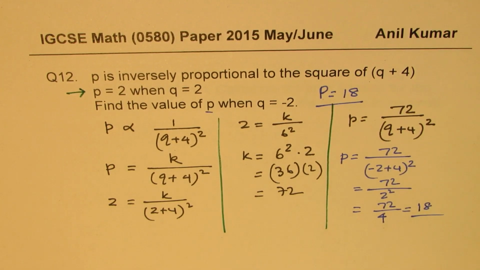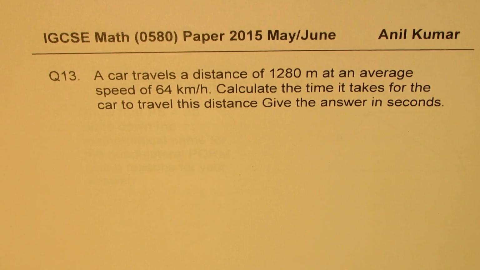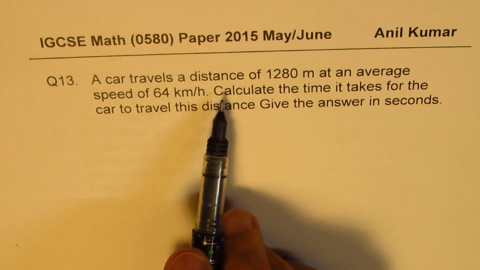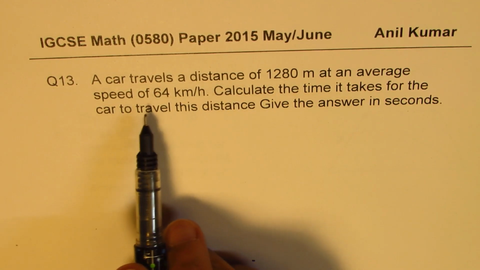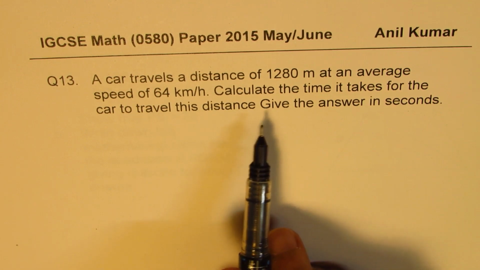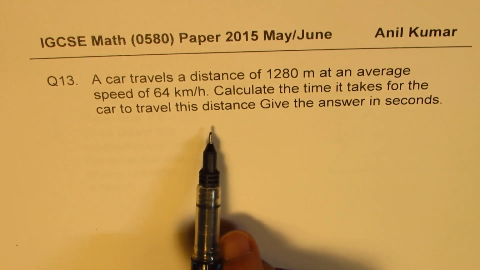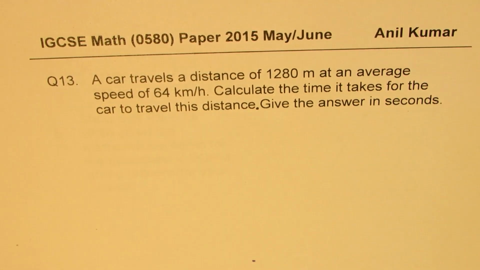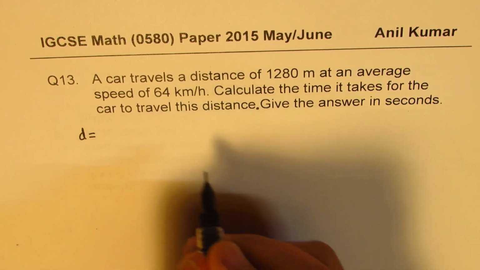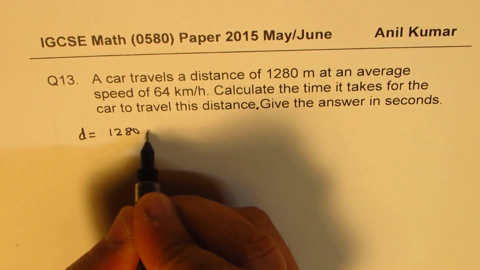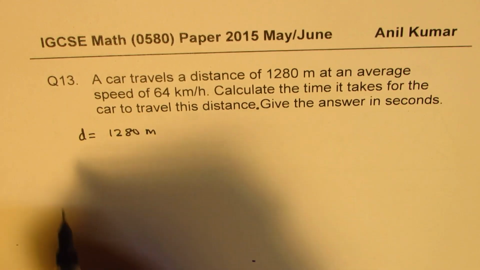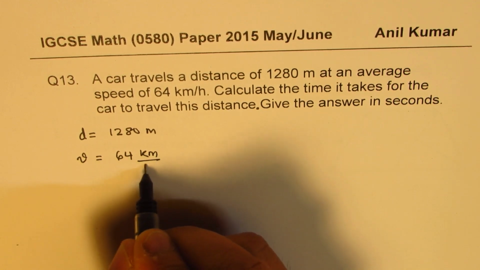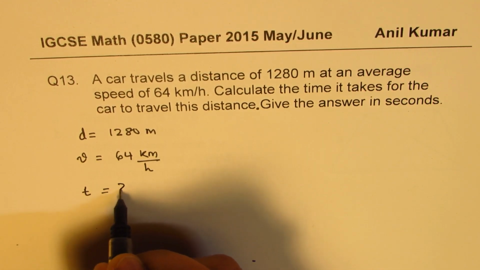So let's move on and take the next question, which is question number 13. A car travels a distance of 1280 meters at an average speed of 64 kilometers per hour. Calculate the time it takes for the car to travel this distance. Give the answer in seconds. Okay, so we are given the distance D as 1280 meters, not kilometers. And the speed, let's say velocity, is 64 kilometers per hour. We need to find time, that is it.